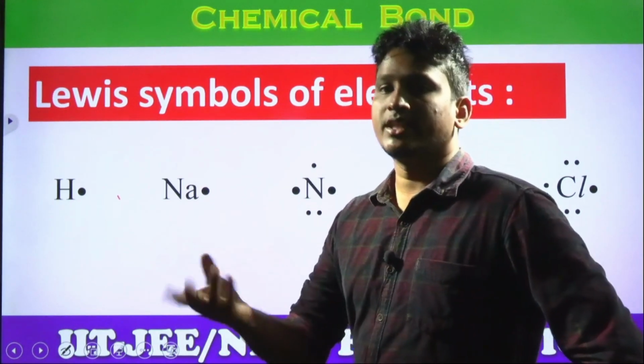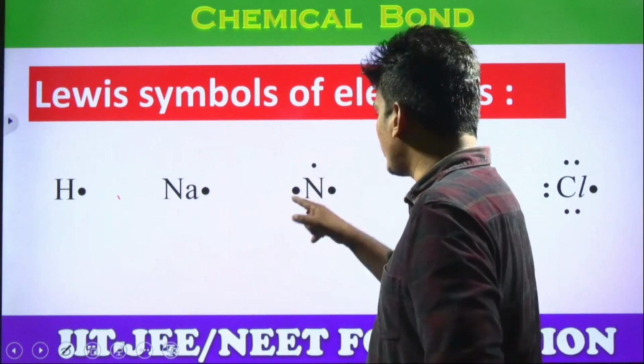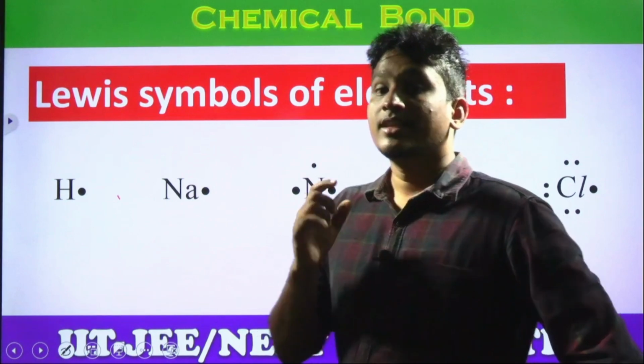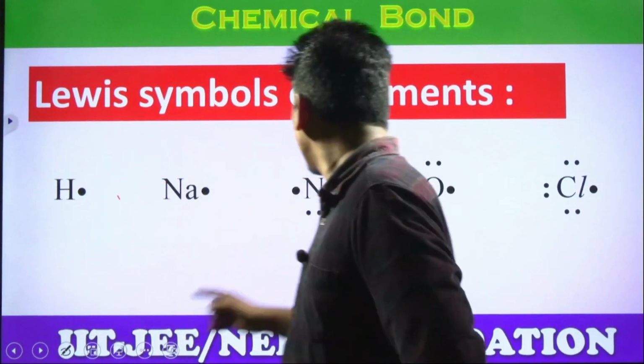1s2, 2s2, 2p3. That means 2, 5. How many dots are there? 1, 2, 3, 4, 5, check. 5 dots. These dots don't indicate valency. They indicate valence electrons.